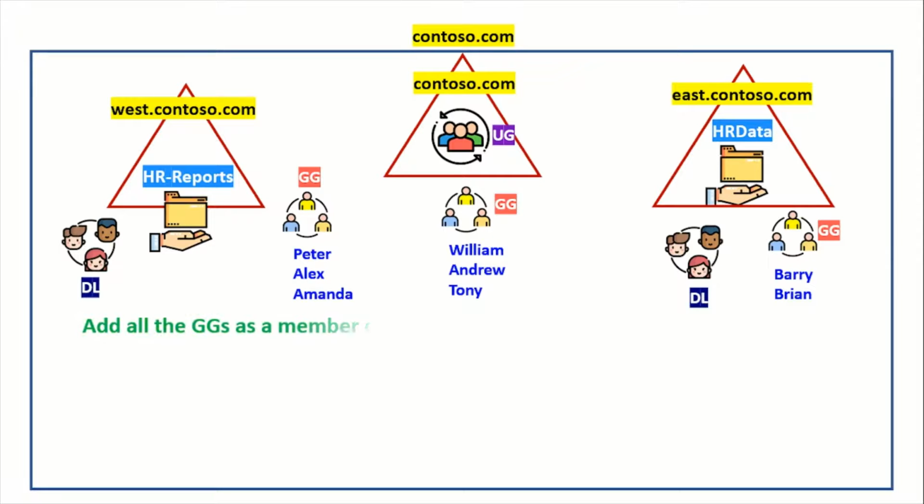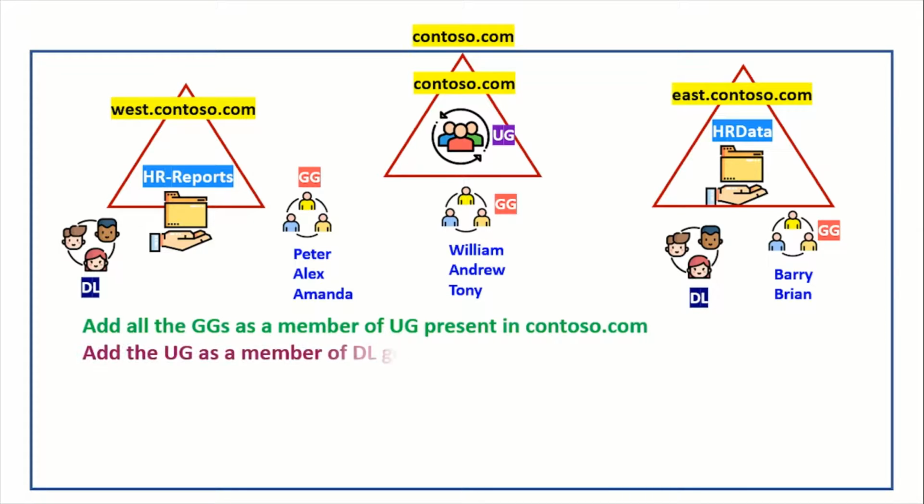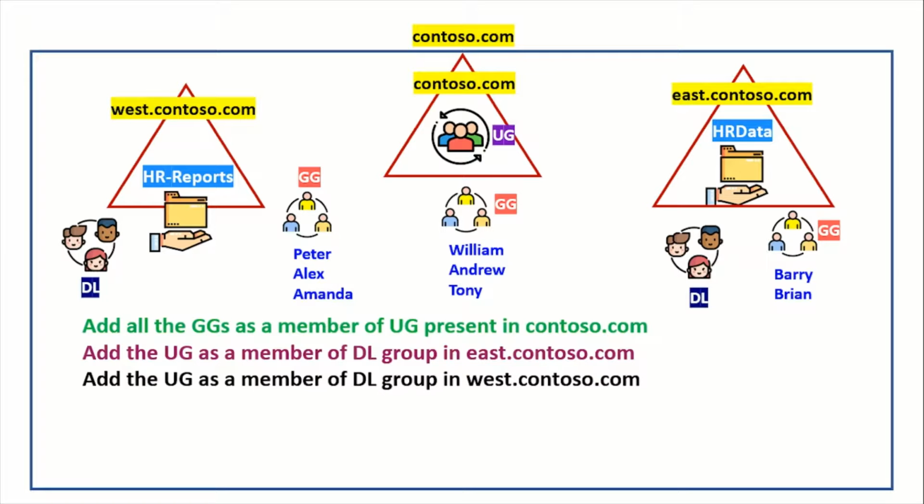Okay. So what we'll do is, we will add all the global groups as a member of the universal group which is present in contoso.com. So this universal group will have 3 global groups as a member now. Then we'll add this universal group as a member of the domain local group in east.contoso.com. And then we'll add this universal group as a member of the domain local group in west.contoso.com.